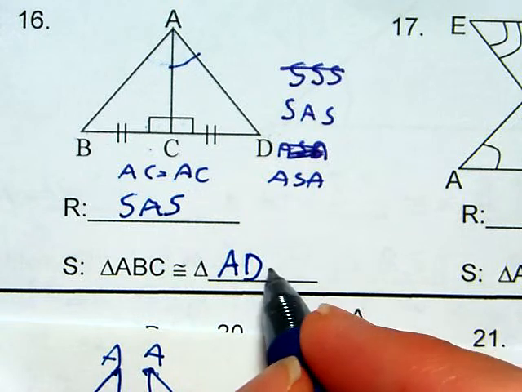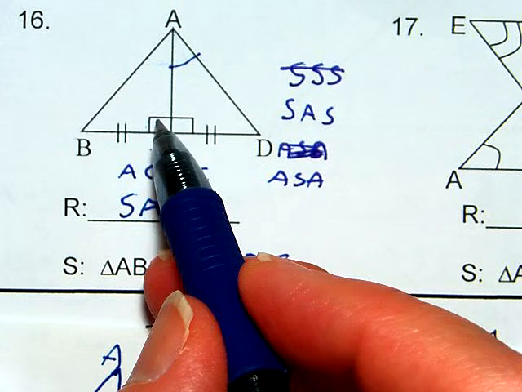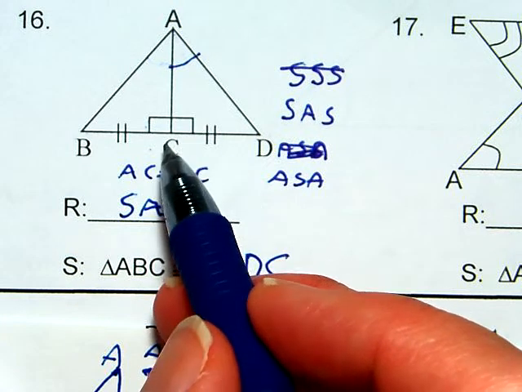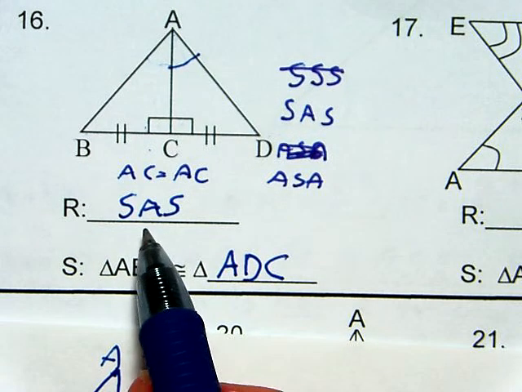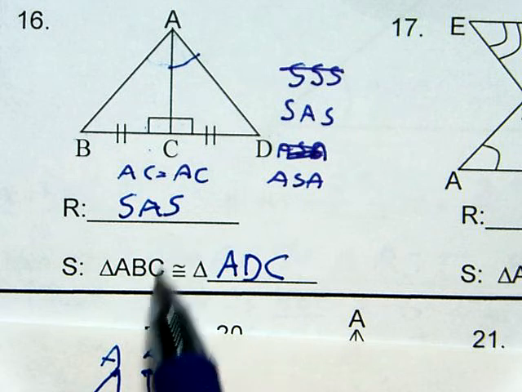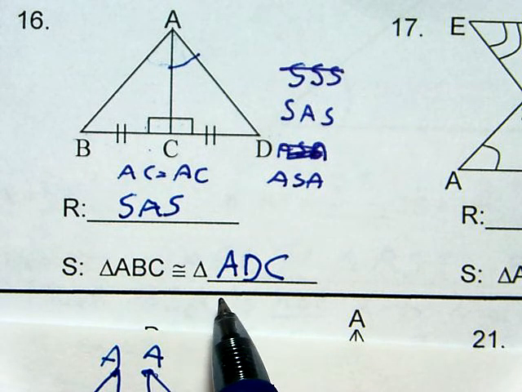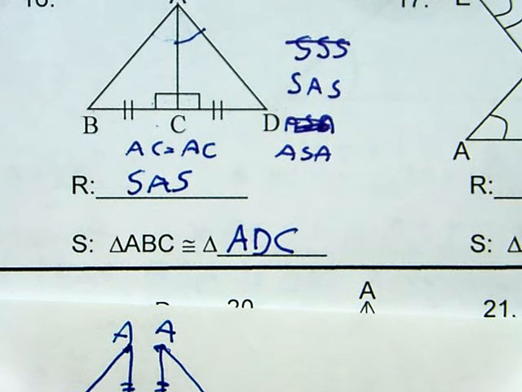and that leaves C. And that makes perfect sense because C is the right angle for the left triangle, and it's also the right angle for the right triangle. So it is the corresponding side of each triangle. So our conclusion would be that because of side, angle, side, we can state that triangle ABC is congruent to triangle ADC. And those are the correct order for the letters.